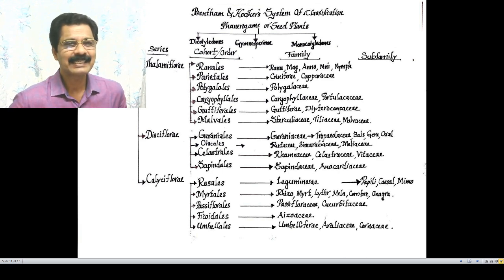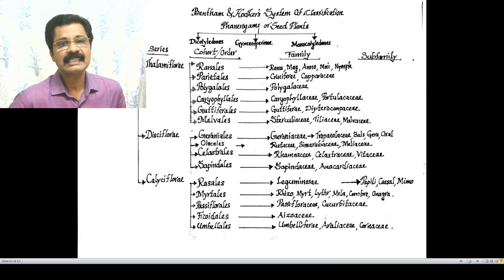Parietales, parietal placentation: Cruciferae, now called Brassicaceae, and Capparaceae. Then Polygalales: Polygalaceae. Caryophyllales: Caryophyllaceae, Portulacaceae. Guttiferales: Guttiferae, Dipterocarpaceae. Malvales: this order has so many families like Sterculiaceae, Tiliaceae, Malvaceae.